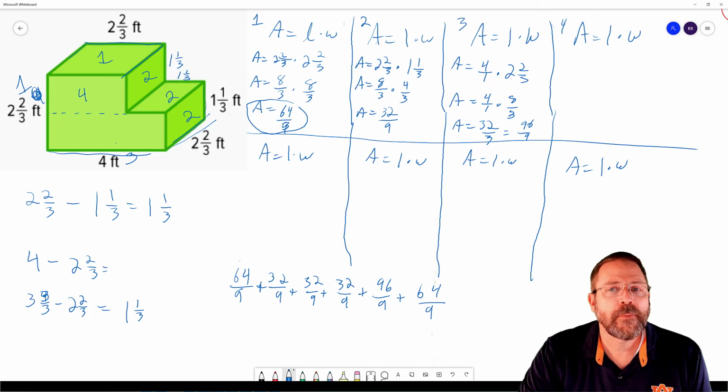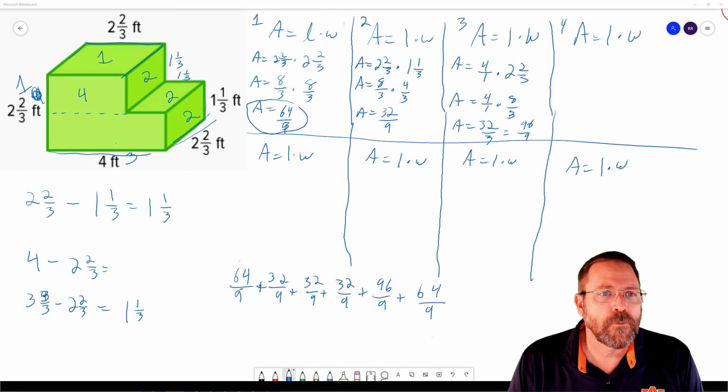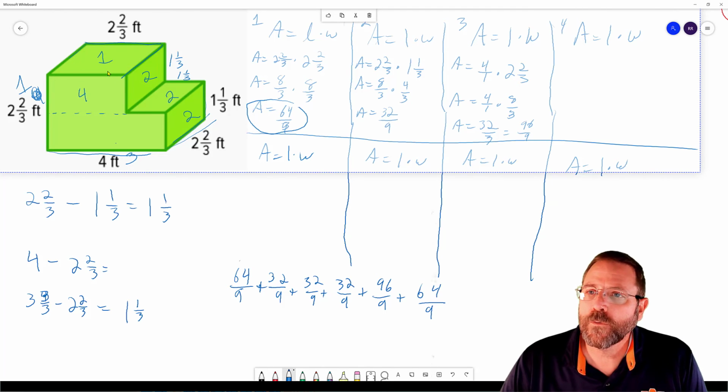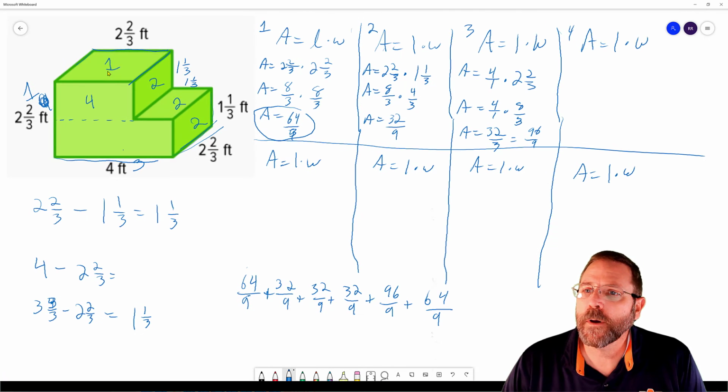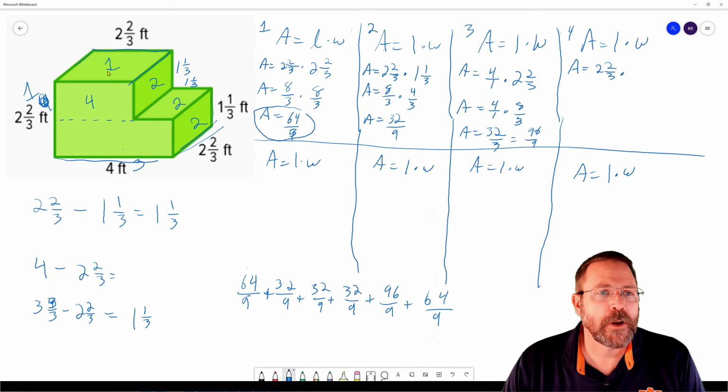Now I've got 2 more rectangles to find, and we're going to call this small rectangle on top my new rectangle 4. For that rectangle 4, I'm going to have a length of 2 2/3. So I'm going to plug in my area is equal to 2 2/3 for the length, and the height is right here.